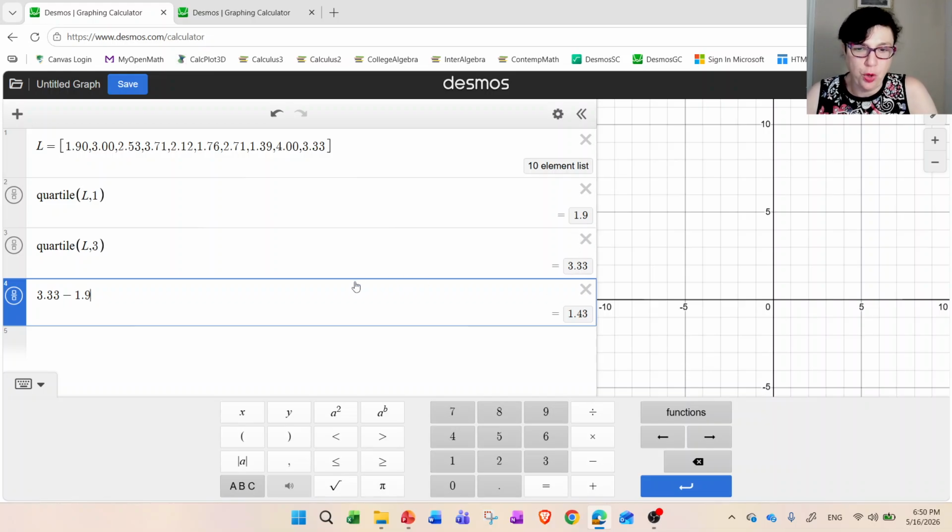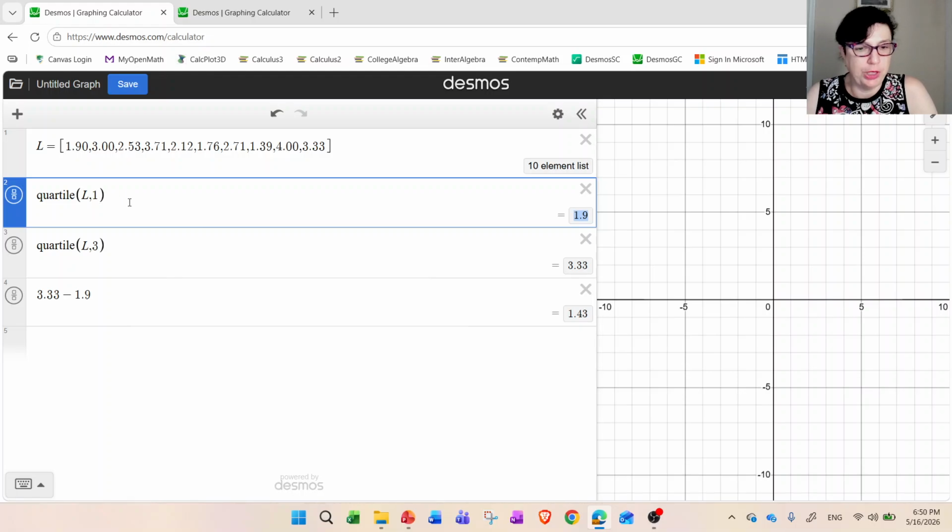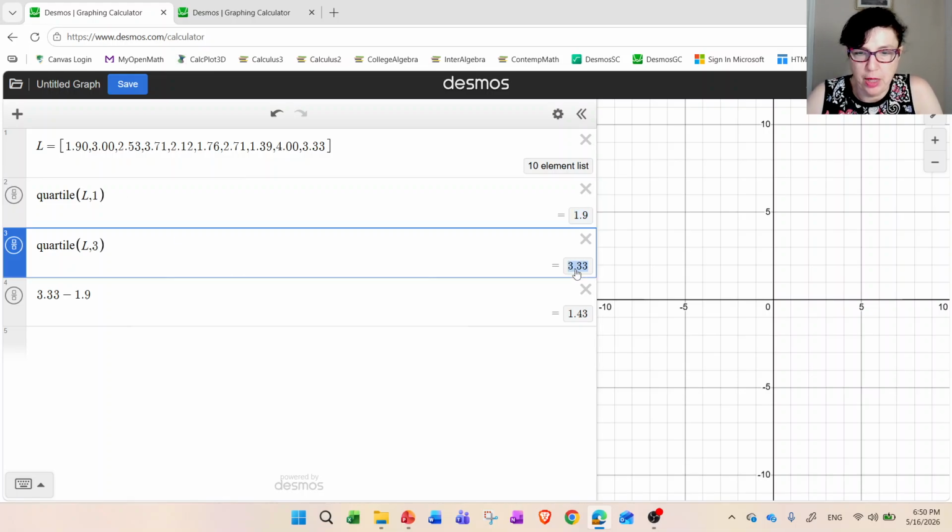Now, if we had to interpret it, like if I wanted to interpret the first quartile, I would say 25% of students have a GPA of 1.9 or below. Right? And then 75% above that. If I wanted to interpret the third quartile, I would say 75% of students have GPAs of 3.33 or below, and the rest, which would be 25%, have a GPA higher. Now, is it exactly correct from the data? No, but this is just approximate.